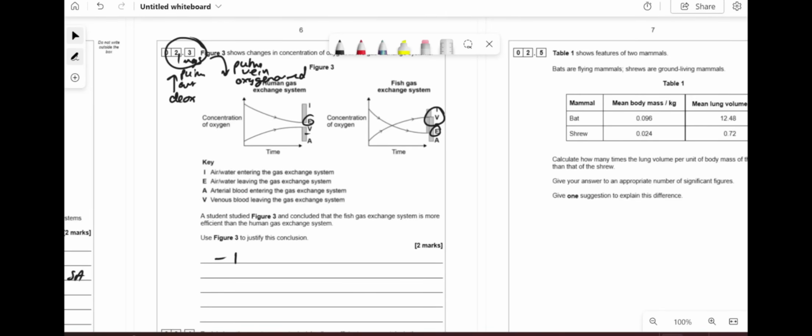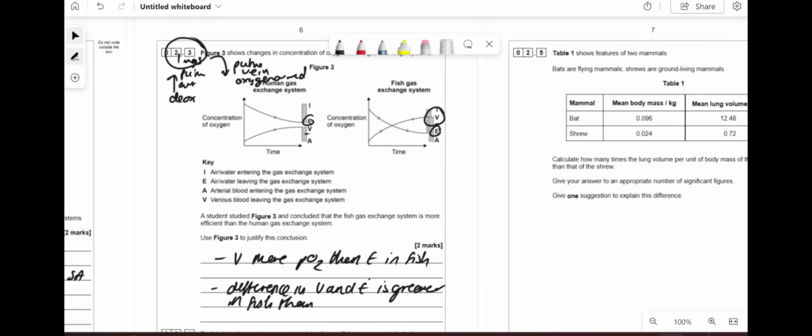So V has more oxygen than E in fish. So obviously that supports that. And also the difference in V and E is greater in fish than mammals. Because if you think about it, if the difference is greater, that means the concentration gradient of oxygen is higher, meaning faster diffusion.